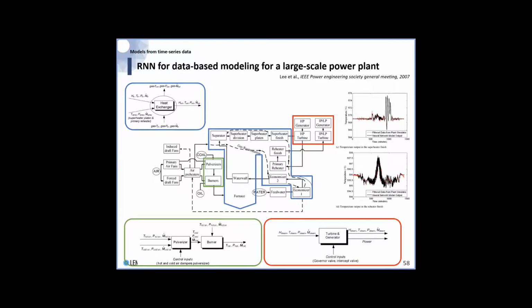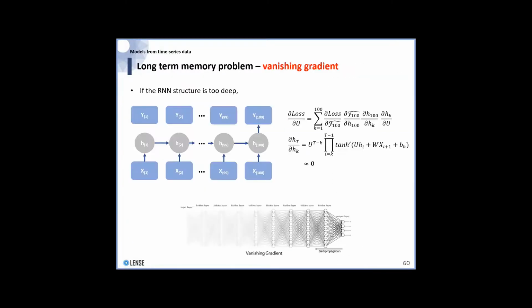Well, that's just showing how the recurrent neural network works for this large-scale power plant, and it works pretty well. Now, what I want to talk about, which is important, is called the vanishing gradient. This is a problem that exists in training this recurrent neural network, and it's not an uncommon problem. It also exists for deep neural networks, where you have a lot of hidden layers.